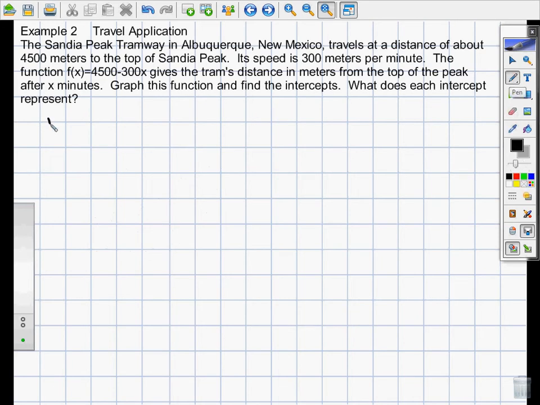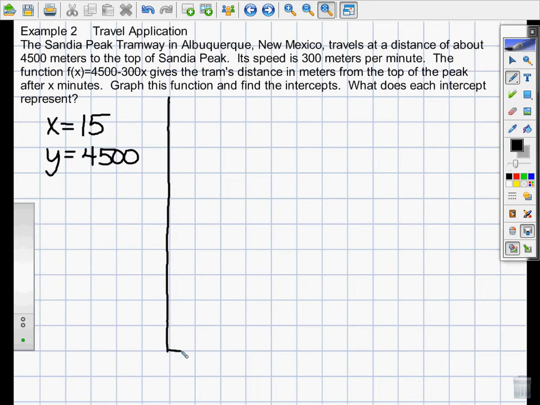And remember, we found the intercepts. X is 15, y is 4,500. Now we need to do a graph. And it's just going to be the first quadrant anyway, so let's just graph this. I'm not going to go all the way to the bottom. I need a little bit of room to write. I need to label my axes. I told you guys that's a very important thing when you're using a situation. Now, let's label our axes.